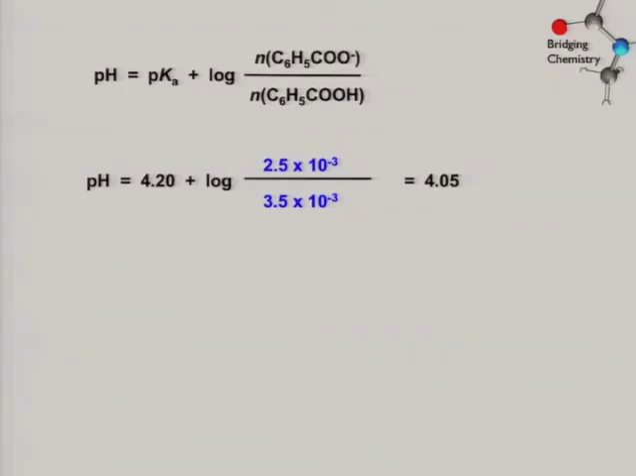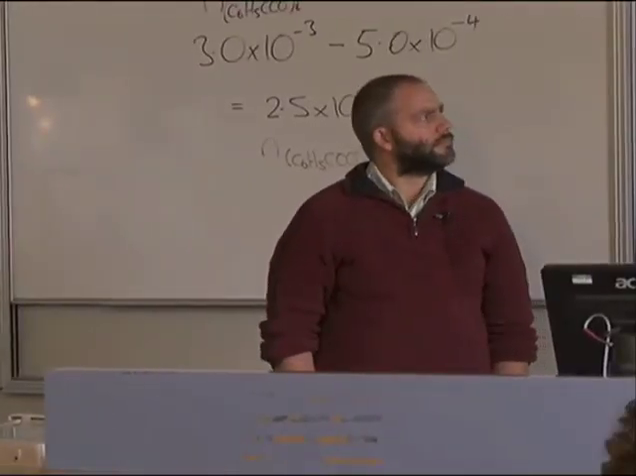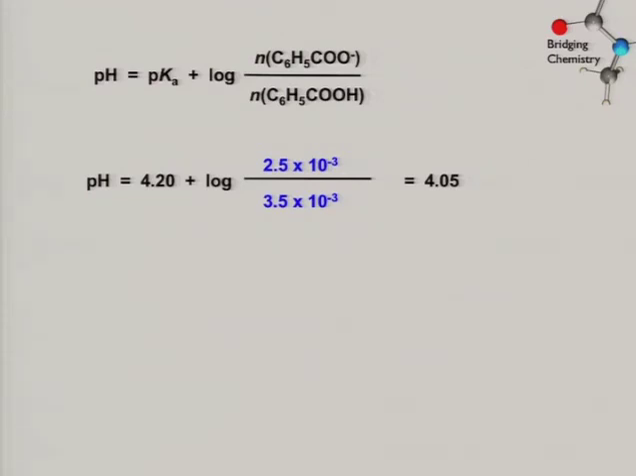So once we've got these amounts now, we can just go back to here. We can plug in the numbers again. So the amount of benzoate is now 2.5 times 10 to the negative 3, and the amount of benzoic acid is now 3.5 times 10 to the minus 3. We put those numbers in. The pKa is still the same because it's a constant. And we do the math and we work out that the new pH is 4.05. And so then that's your new answer.